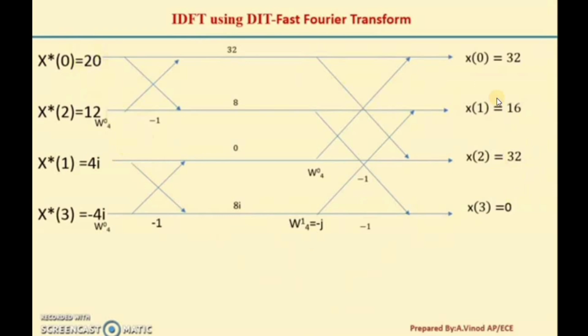Once you get the answer, you have to divide the whole term by 4. So if I divide the whole term by 4, I will get the x of n value. So the x of n value is 8, 4, 8, 0.